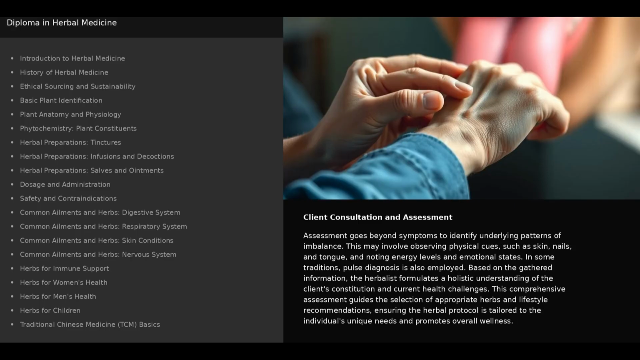Assessment goes beyond symptoms to identify underlying patterns of imbalance. This may involve observing physical cues, such as skin, nails, and tongue, and noting energy levels and emotional states. In some traditions, pulse diagnosis is also employed. Based on the gathered information, the herbalist formulates a holistic understanding of the client's constitution and current health challenges. This comprehensive assessment guides the selection of appropriate herbs and lifestyle recommendations, ensuring the herbal protocol is tailored to the individual's unique needs and promotes overall wellness.